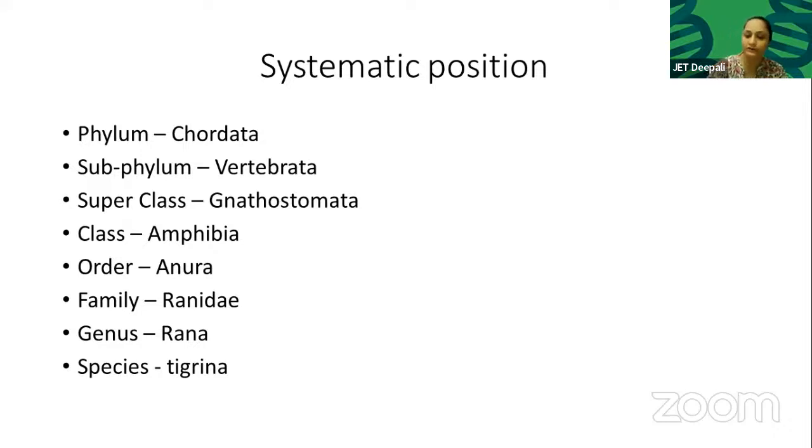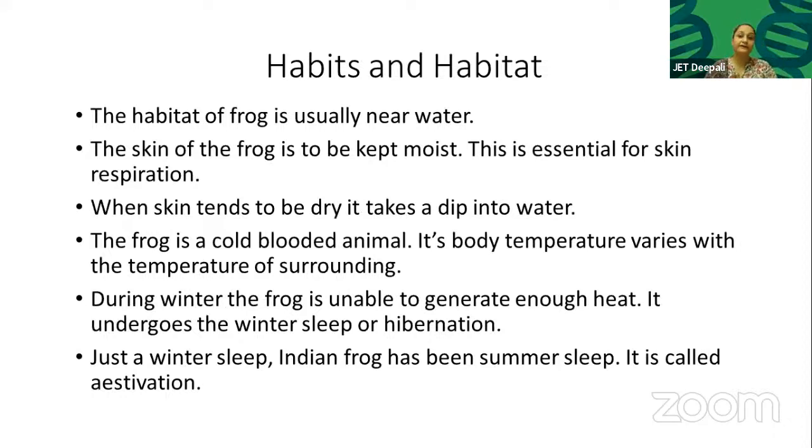Common frog. Habits and habitat, where it is normally found. The habitat of the frog is usually near water. Whenever you are having heavy rains in your locality, or whenever we are having the rainy season, we possibly see the population of frogs at a larger scale. There are lots and lots of frogs at that time because lots of muddy puddles and water pits are formed. So normally frogs reside near the water source.